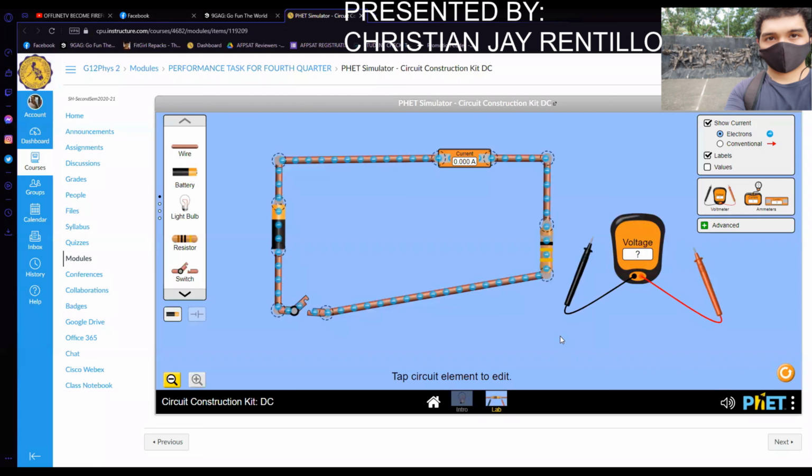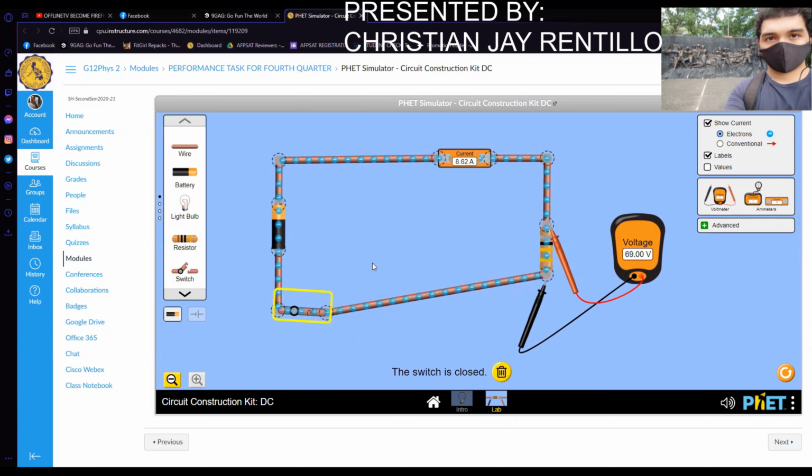We decided on a battery value of 69 volts throughout the whole experiment. For our resistor, for the first trial, it will have a value of 8 ohms, and we'll be using a voltmeter to determine the voltage of the circuit. After placing the test probes at the ends of the resistor and turning on the switch, we get a value of 8.62 ampere for our current.